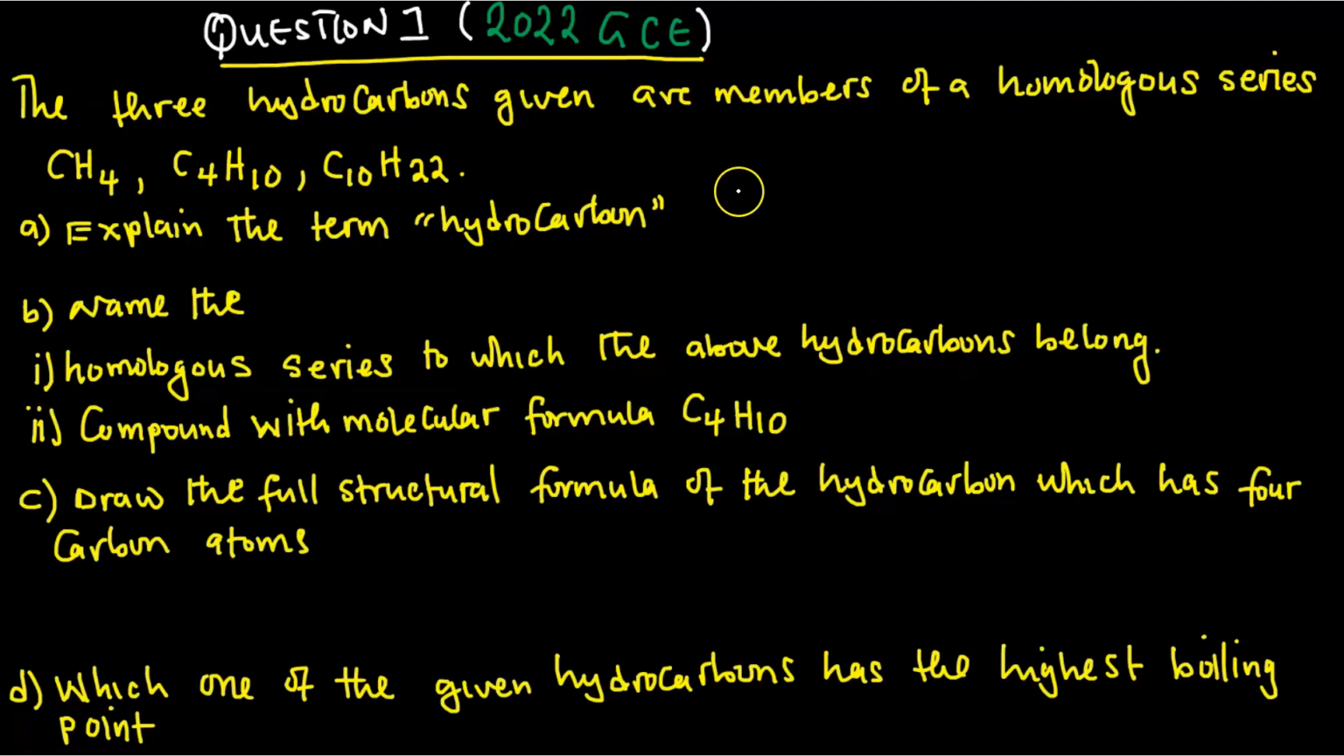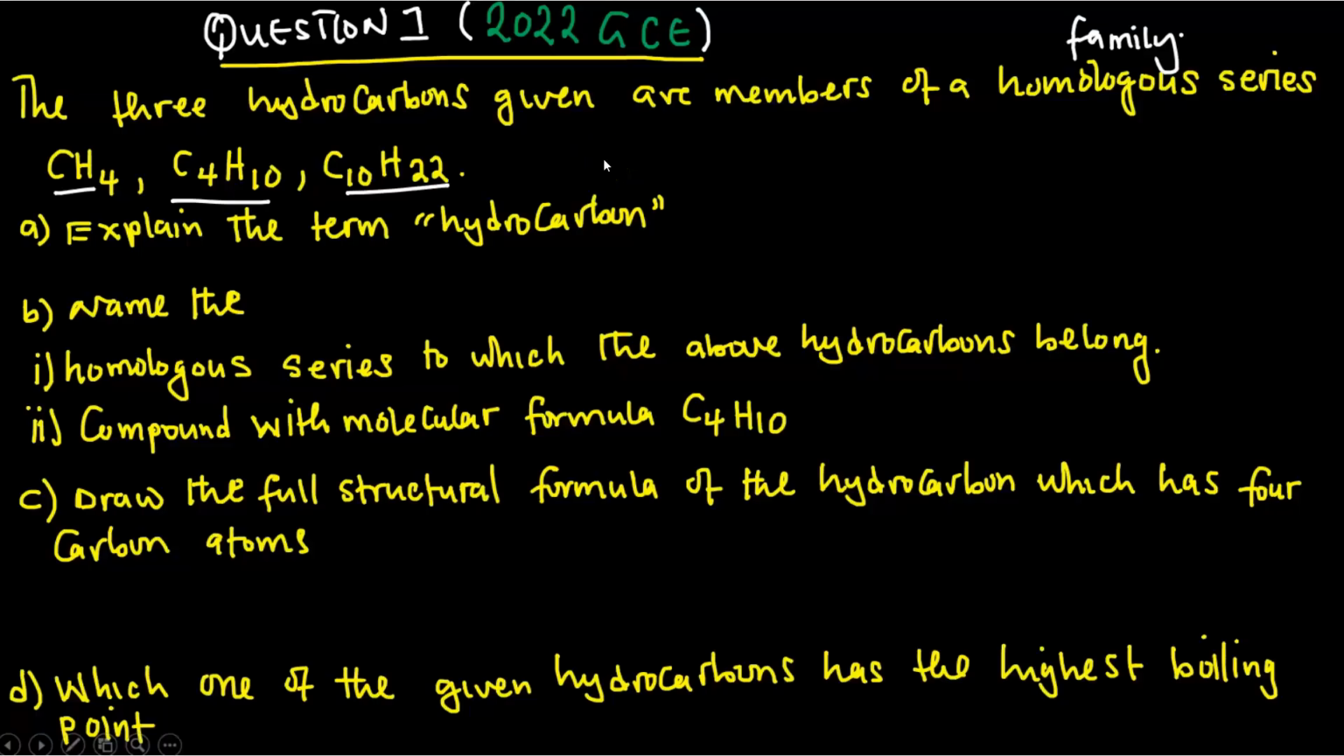Alright, let us begin. The first question that we are answering comes from 2022 GCE. The question reads: three hydrocarbons given are members of a homologous series. A homologous series, you can just look at it as a family. These three hydrocarbons are CH4, C4H10, and C10H22.